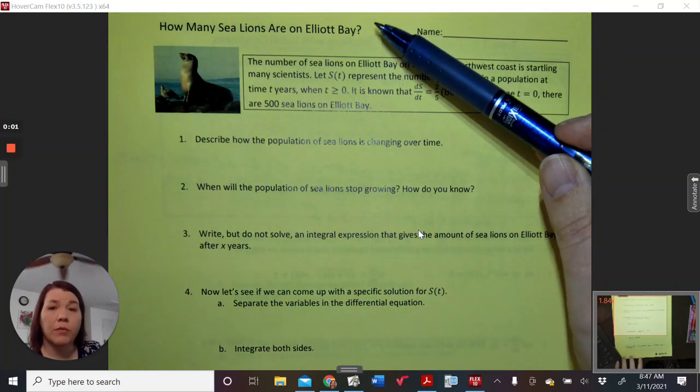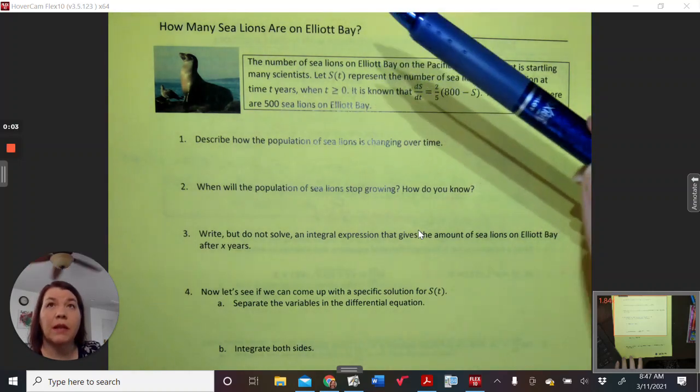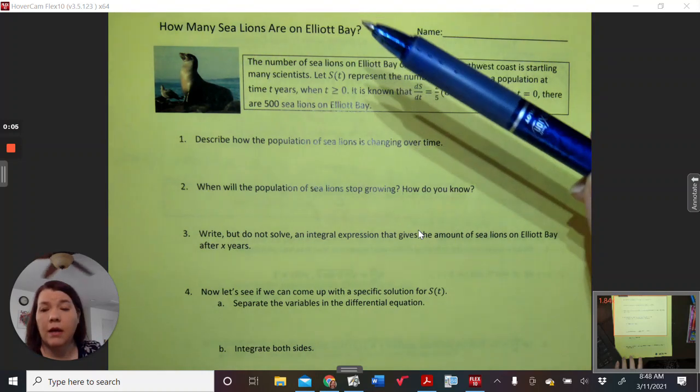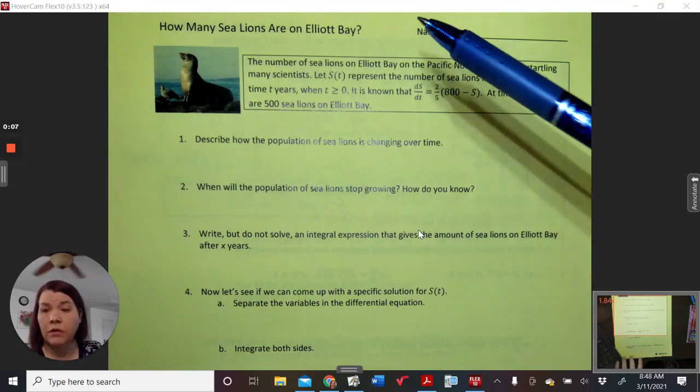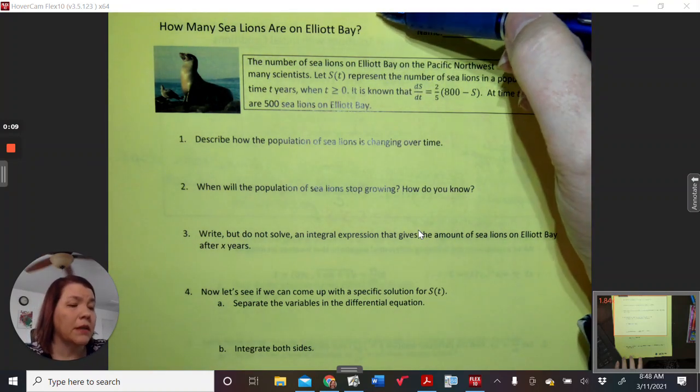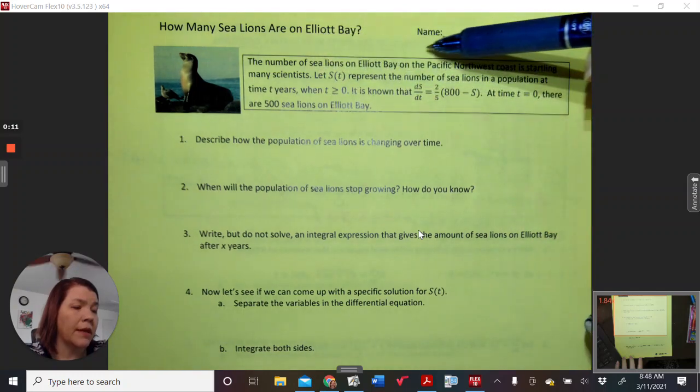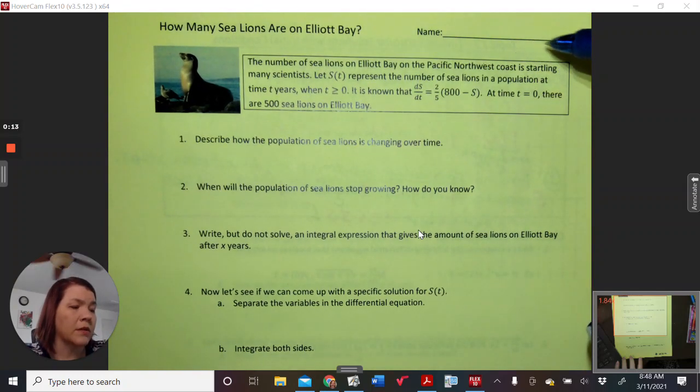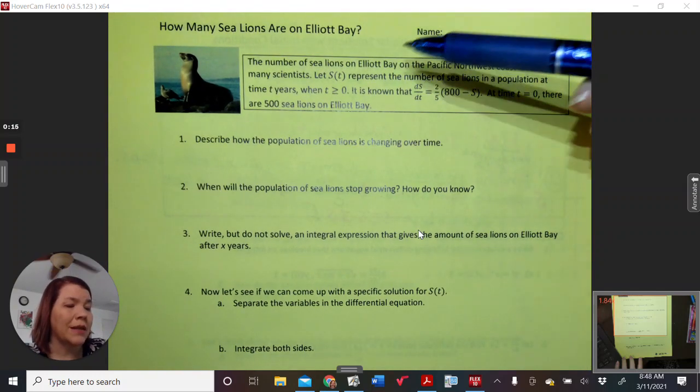Hello, calculus students. We're going to be talking today about topic 7, which is about particular solutions for differential equations. So how many sea lions are on Elliott Bay? The number of sea lions on Elliott Bay on the Pacific Northwest coast is startling to many scientists.